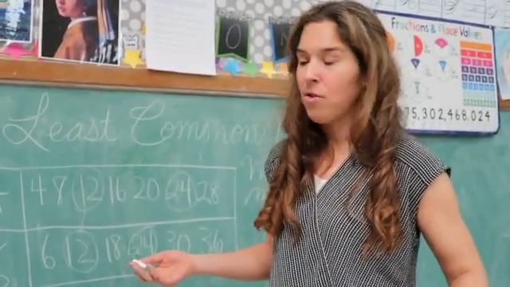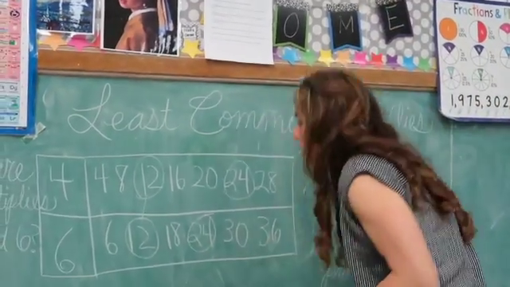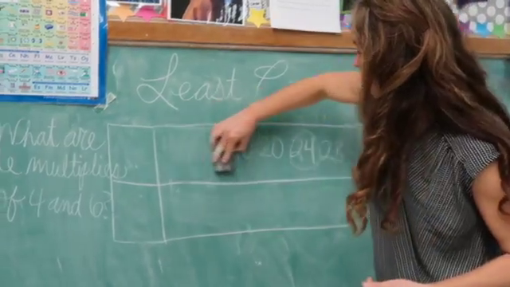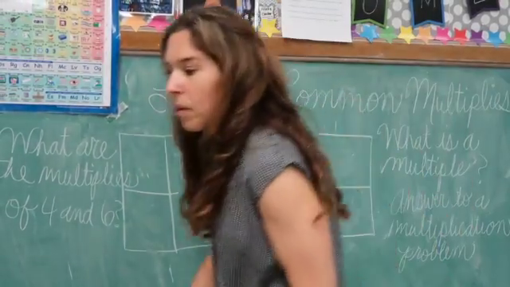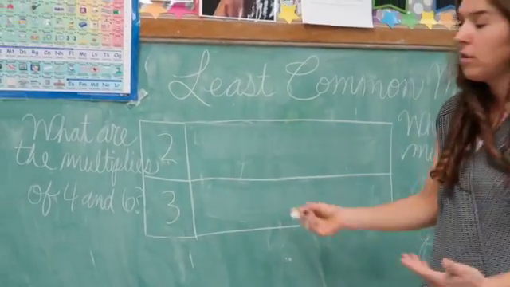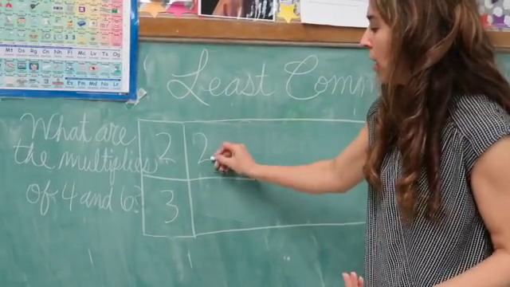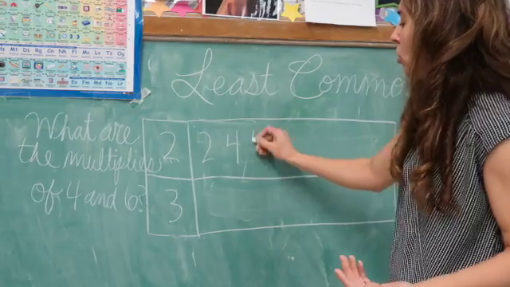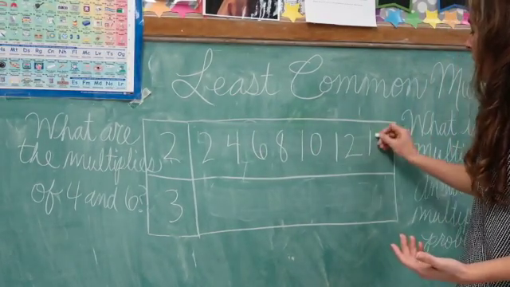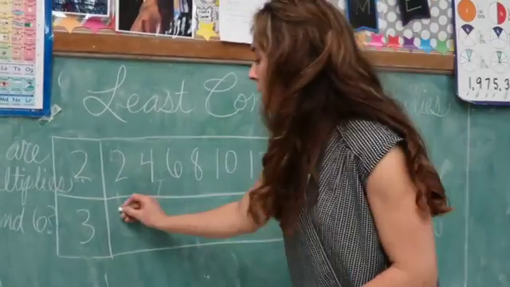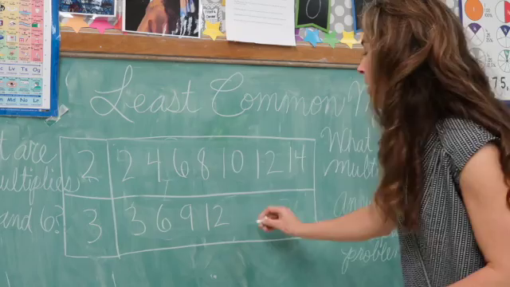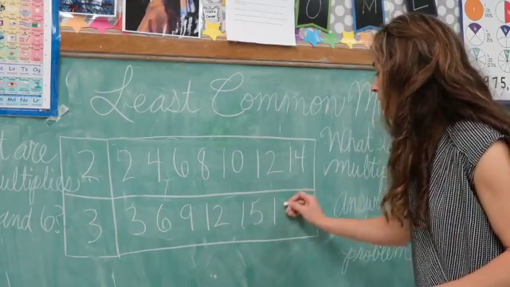Let's try it with a couple other numbers. Let's go ahead and change out the box here. Let's see, we'll do 2 and 3. All right, let's start listing out the multiples. 2 times 1, 2 times 2, 2 times 3, 2 times 4, 2 times 5, 6, and 7. Same thing with 3. 3 times 1, 2, 3, 4, 5, 6.